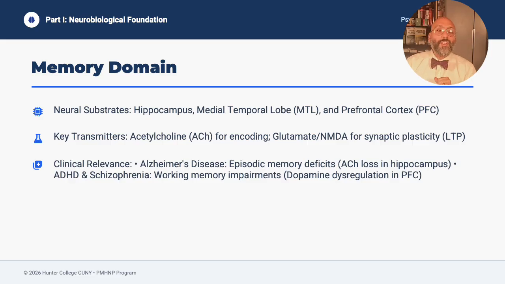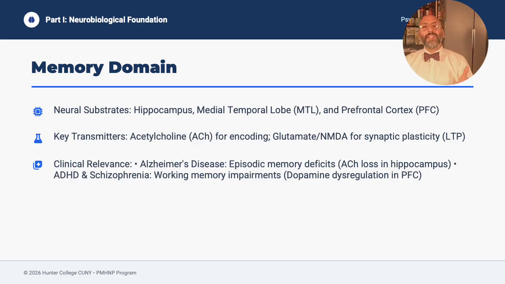but nothing's registering. So in Alzheimer's disease, early pathology will often target the hippocampus with prominent acetylcholine losses, which is why episodic memory tends to go first. In ADHD and schizophrenia, the issue is less about encoding new memories and more about working memory dysfunction. And that's driven by dopamine dysregulation in the prefrontal cortex. So that's why stimulants can improve working memory in ADHD, but won't restore hippocampal memory loss in Alzheimer's.